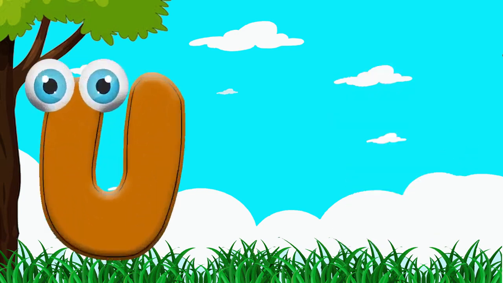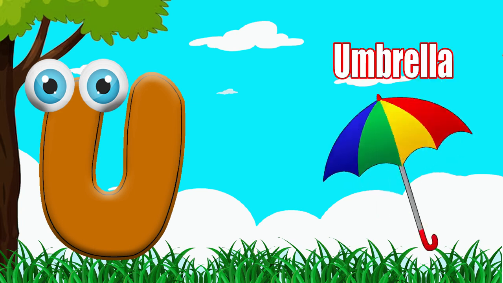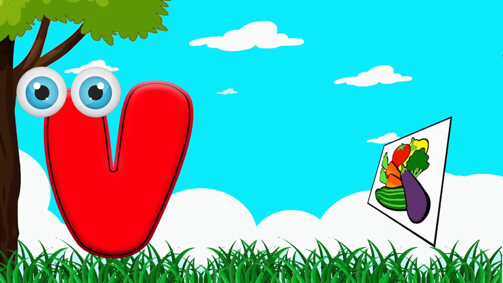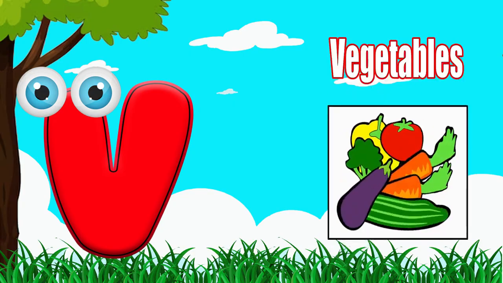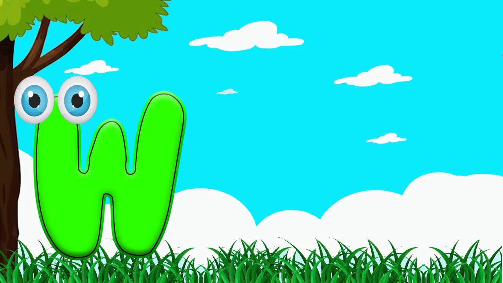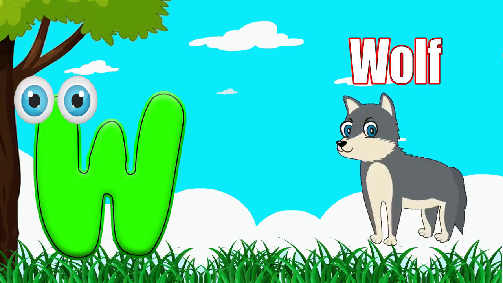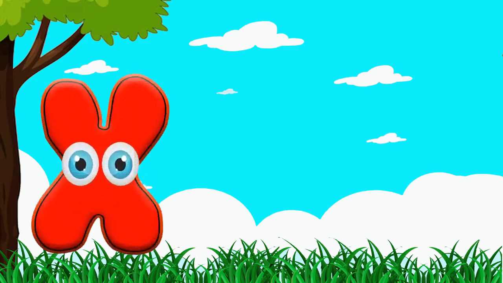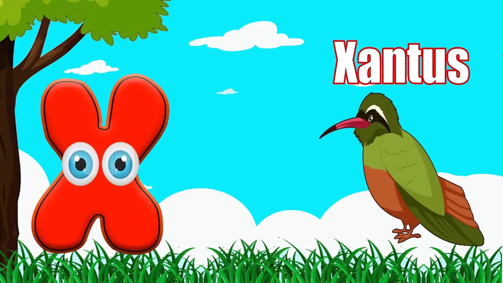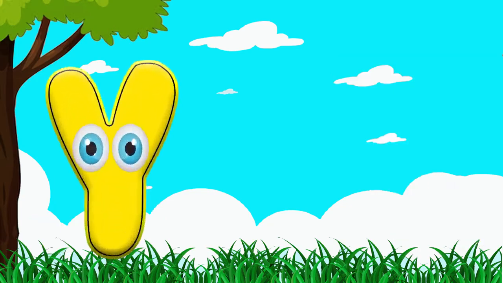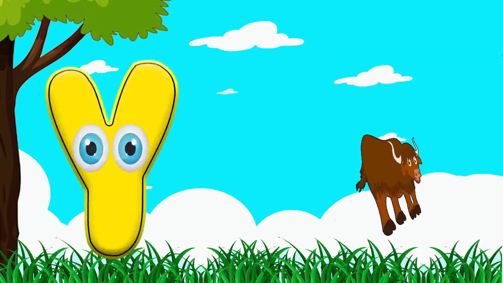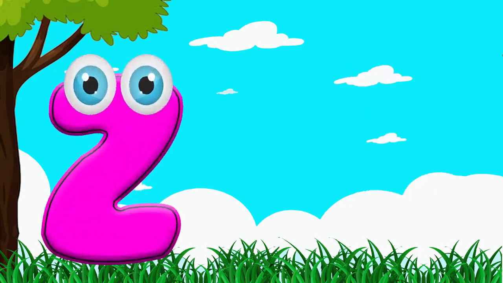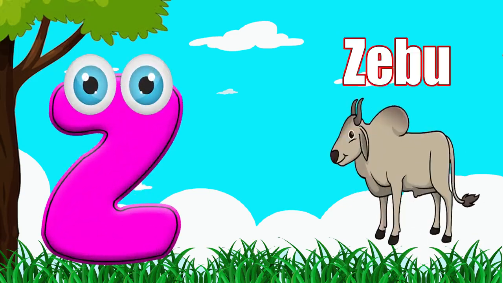U is for umbrella. V is for vegetable. W is for wolf. X is for xanthus. Y is for yak. Z is for zebu.